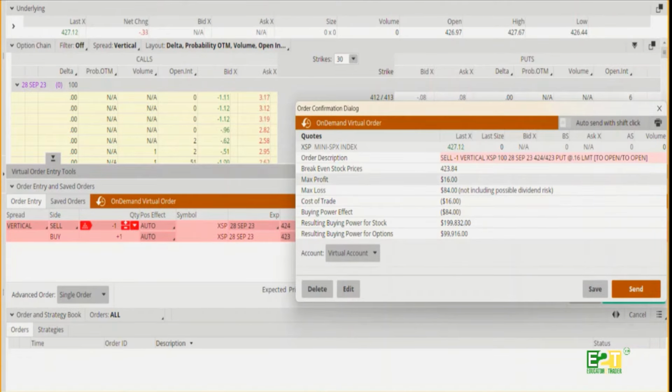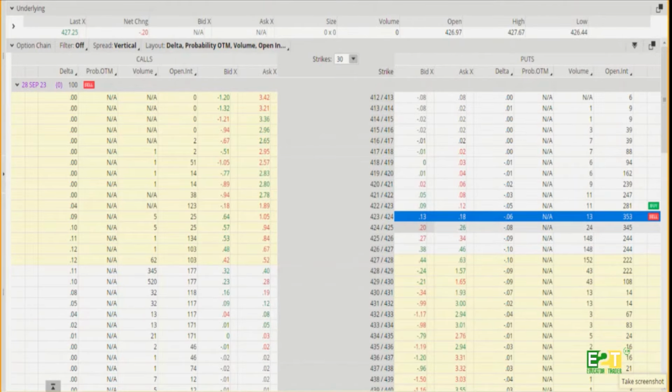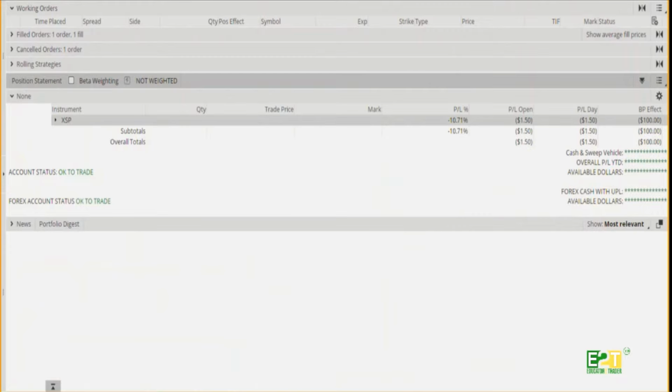It tells you here, max profit $16, max loss is $84, which is 100 minus 16. The cost of the trade is $16. When you like it, well, $16 is coming to you in profits. You're going to make $16. If you like everything that's there, you push send. You just heard the noise. The ding lets you know that we're in the trade.